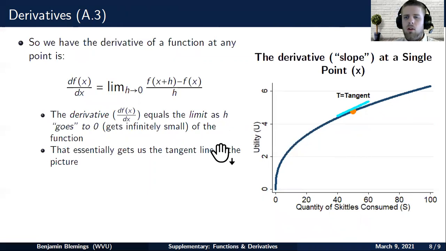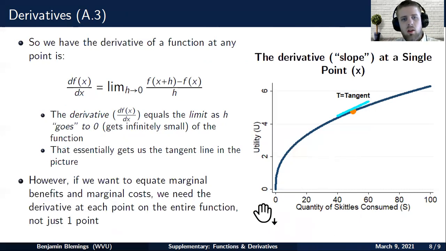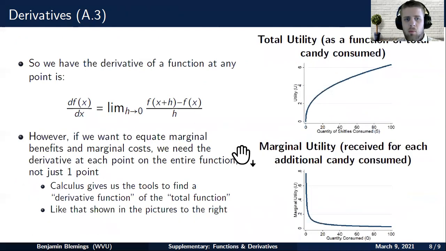We actually won't need the formal definition of a derivative, which relies on limits, in this course very much, so you don't have to worry about that. But it is helpful to know that as h goes to 0, this gives us our derivative. Now, if we want to equate marginal benefits and marginal costs so that we have the optimal decision rule, we need the derivative at each point on the entire function, not just at one point. And so we need h to go to 0 at every single point on this function, which is a lot of different points. And that's where the derivative rules come in handy.